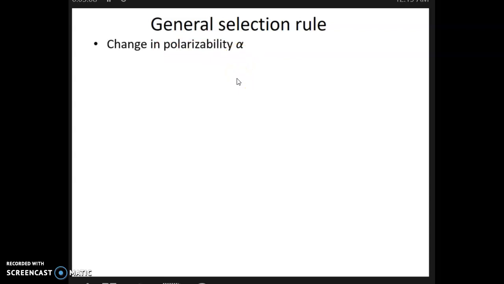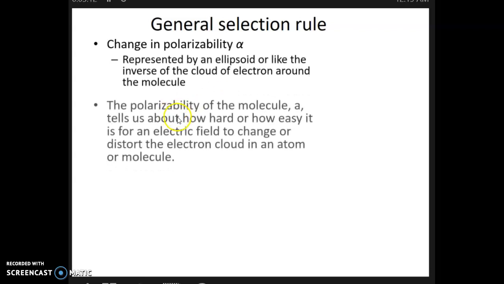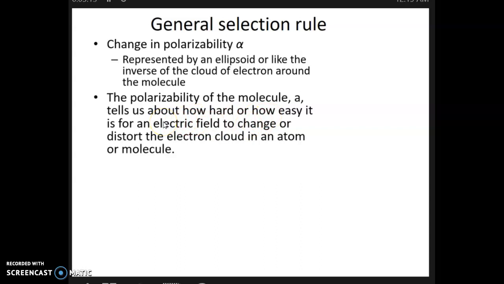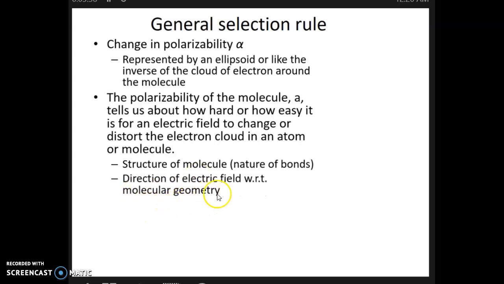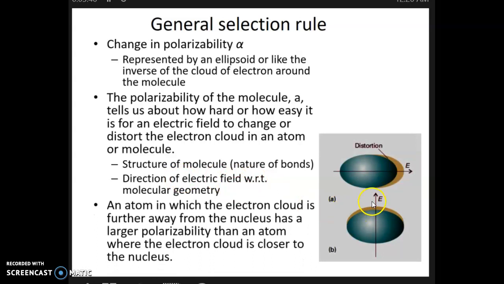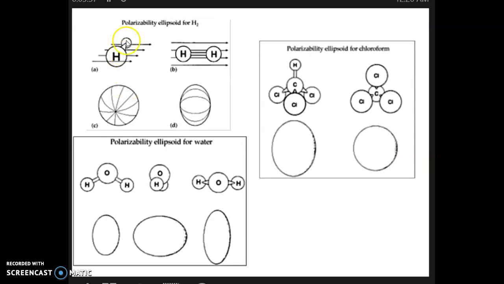So remember again, polarizability is the ease with which the electron cloud can be distorted. It's often represented by the polarizability ellipsoid, like the inverse of the electron cloud around the molecule. The polarizability depends on the structure of the molecule and the nature of the bonds as well. And it's affected not only by the presence of an electric field, but also by direction. So the way it's affected in this direction is the way it's affected in this direction, where we have assumed that this green cloud is our polarizability ellipsoid.